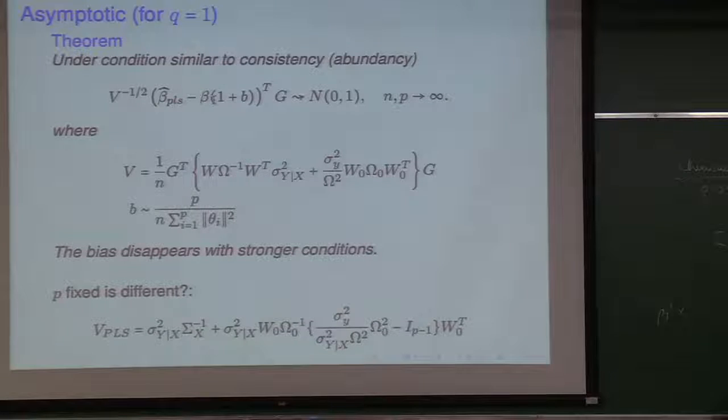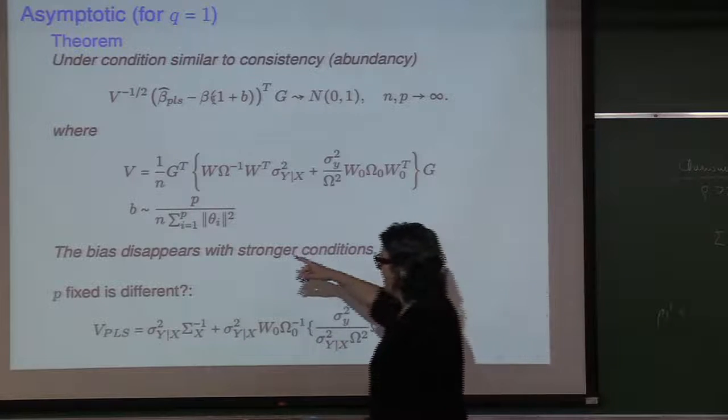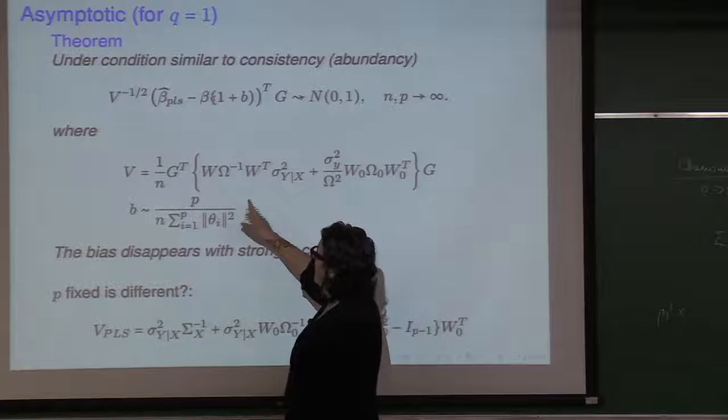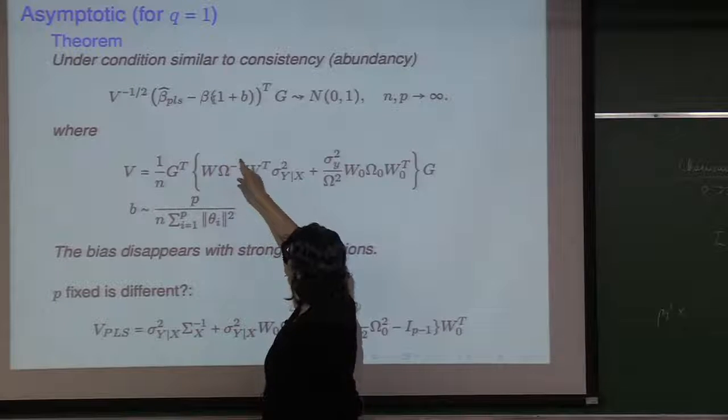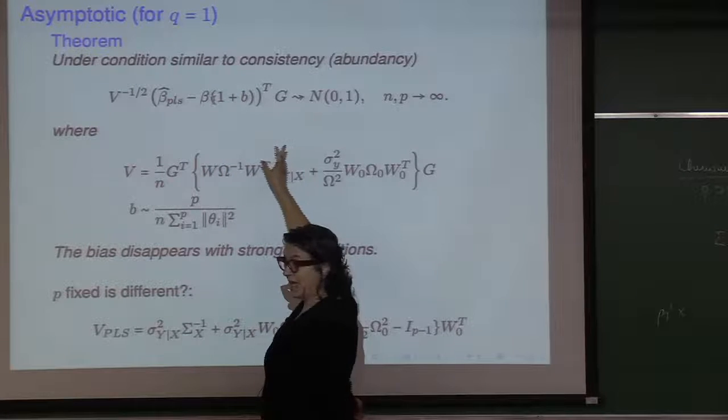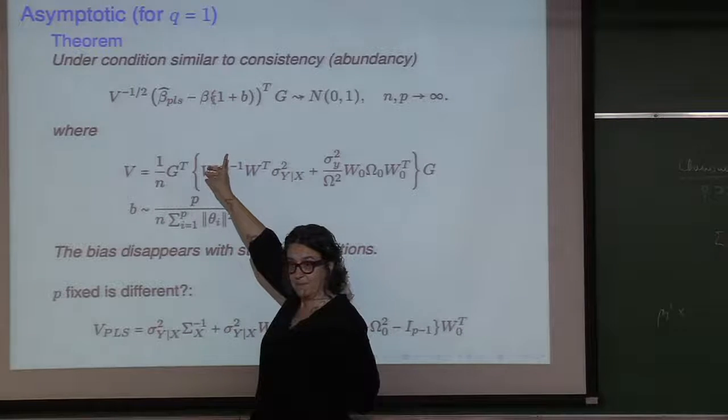But it has a bias. In what sense? Look at what the bias is. The B there is this one. A bias in the sense that I would like to have beta hat minus beta transpose G. I don't want to have something more.